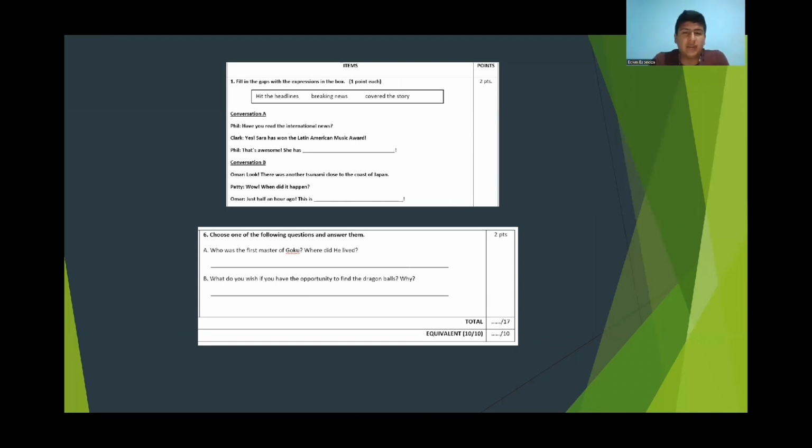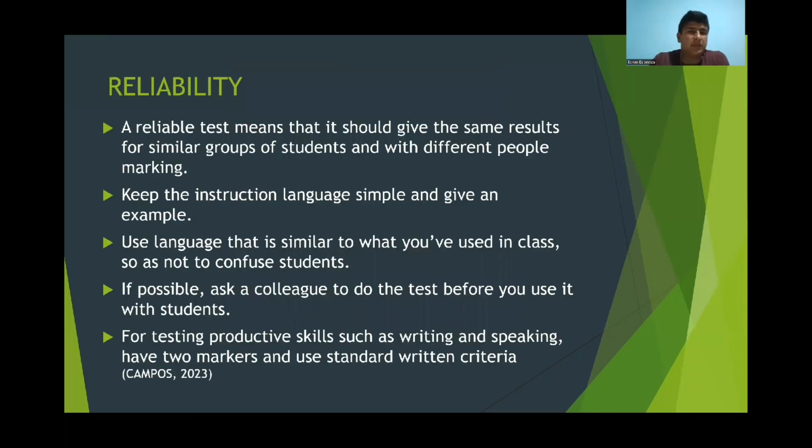So we can continue to the next principle, reliability. A reliable test means that it should give the same results for similar groups of students and with different people marking.